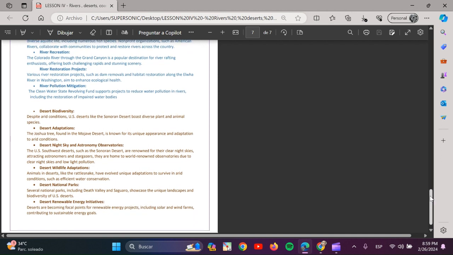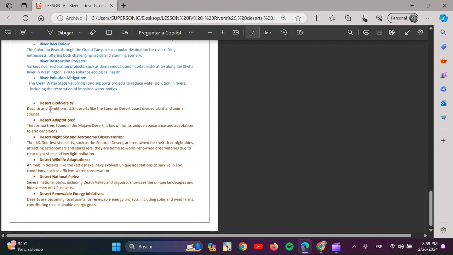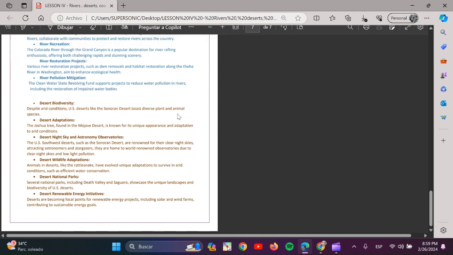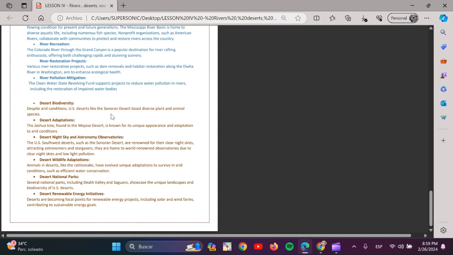And the last one, we can have here some interesting facts about the desert. For example, the biodiversity. Despite arid conditions, U.S. deserts like the Sonoran Desert boast diverse plant and animal species. And adaptation: the Joshua Tree found in the Mojave Desert is known for its unique appearance and adaptation to arid conditions.